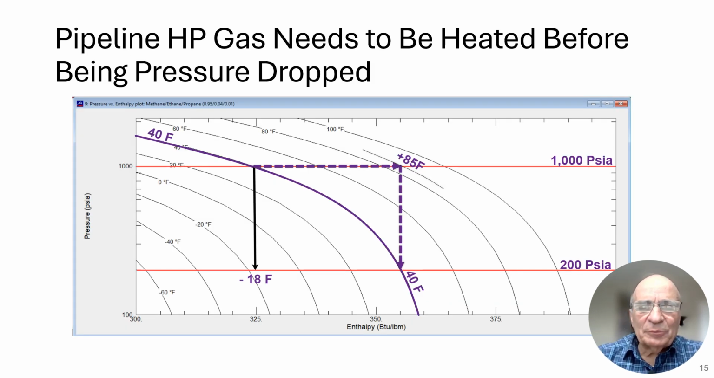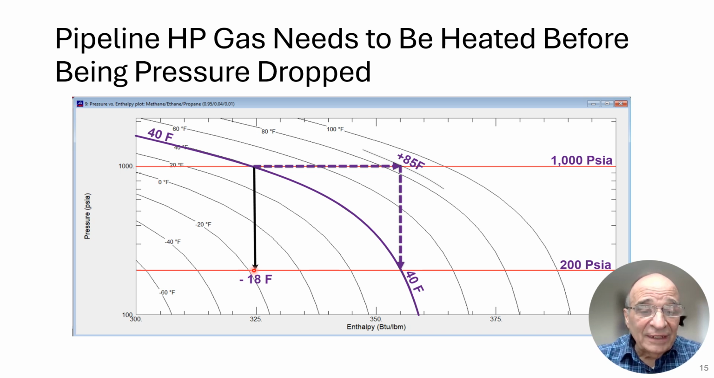Here I will explain a little bit about the JT effect that happens when you pressure drop gas across a JT valve. This is a partial view of a PH diagram, and it's in the gaseous phase at a relatively high pressure. If you take a look closely, you'll see at 1000 psi absolute, gas is at 40 degrees Fahrenheit. If I were to drop it across a JT valve down to 200 psi absolute, it would end up being minus 18 degrees Fahrenheit. Well, that's not acceptable.